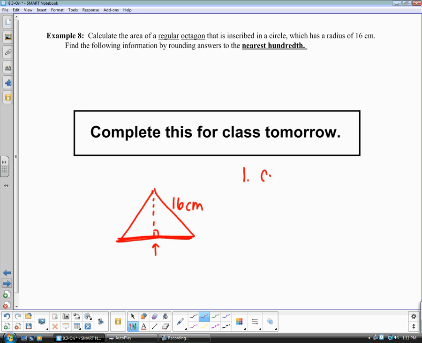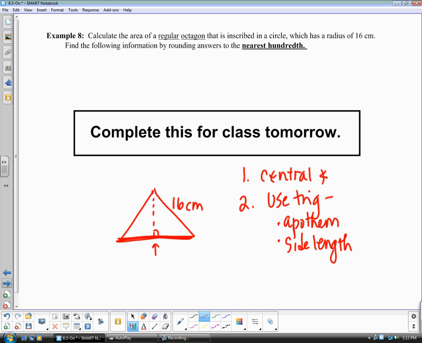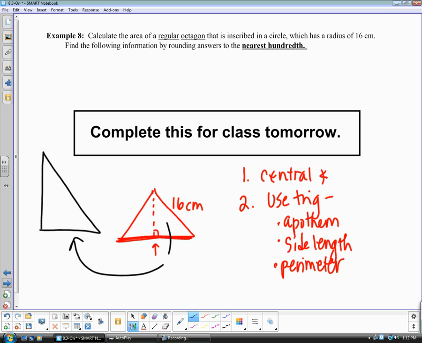The first thing that you're going to have to do is find your central angle. Once you find your central angle, use trig. You're going to need to find your apothem, and you're going to also need to find your side length. That side length is then going to turn into your perimeter. So let's pull that little triangle out like we did in the first 2 examples. We have 16. You're going to be able to find this, and then you'll have x and y, and then you're going to last find your area, 1/2 perimeter times apothem. So that will be due tomorrow.